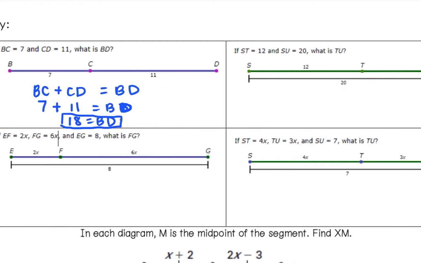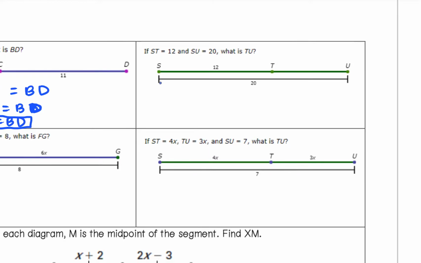In the next example, we have if the measure of ST equals 12 and the measure of SU equals 20, then what is the measure of TU? So this time we're given ST and we're given SU. We're looking for the measure of TU, which is this distance here. So you can call that a variable. I'm just going to call it TU because that's the name of the segment. Based on the segment addition postulate, we know that ST plus TU will equal all of SU.